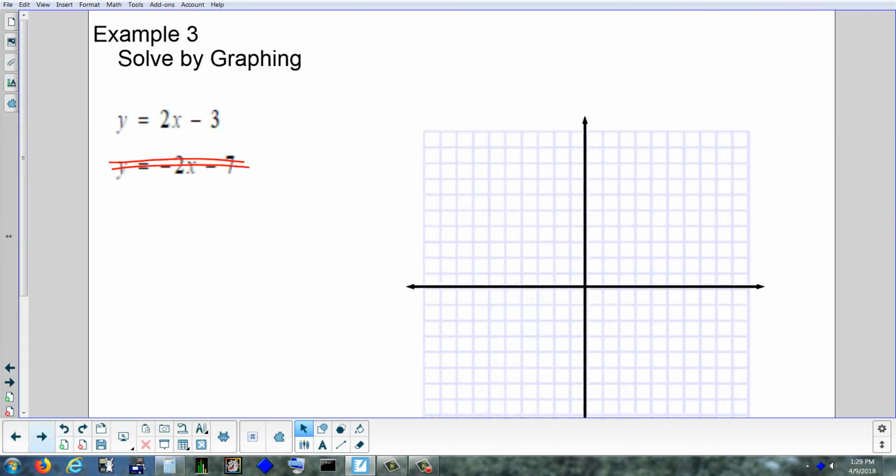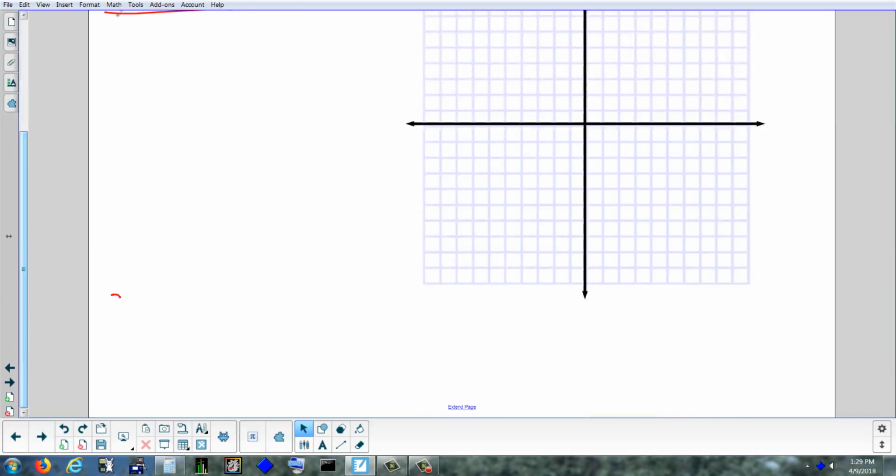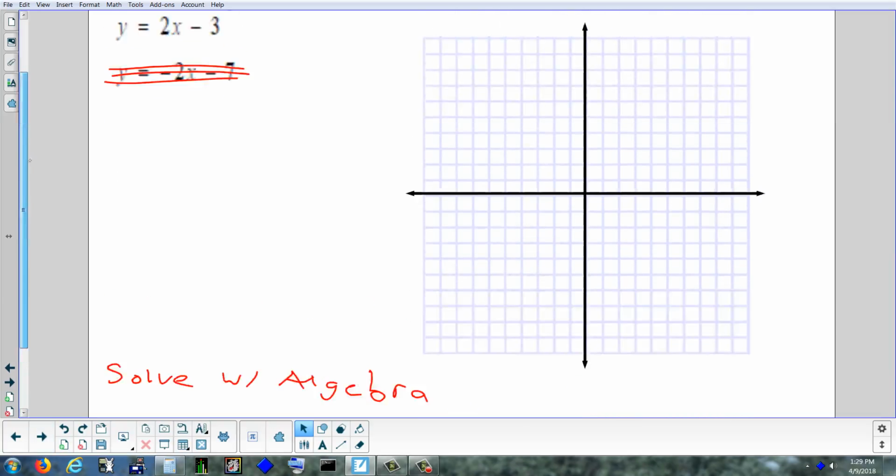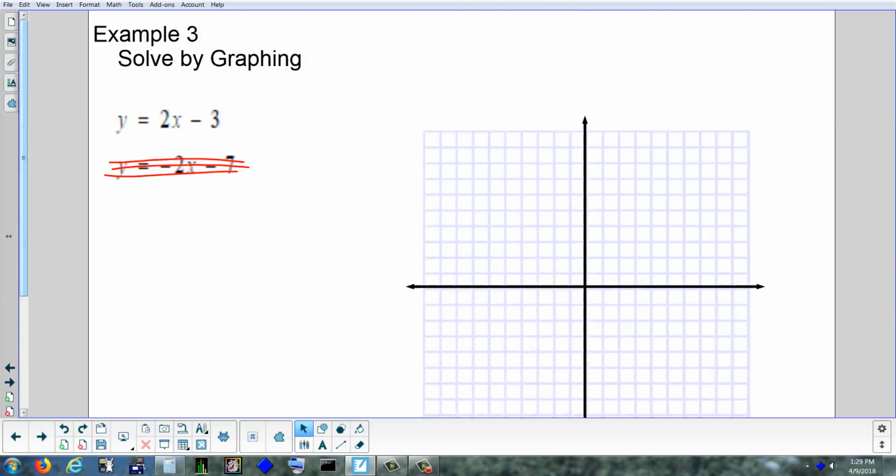They don't have the one written down anyways. I'm going to change it so that we do one that's infinite. We're going to solve by graphing, and then you need to see what happens when you solve with algebra. Which one are we going to do first? We're going to do graphing first. Yay. Get the hard stuff over with.